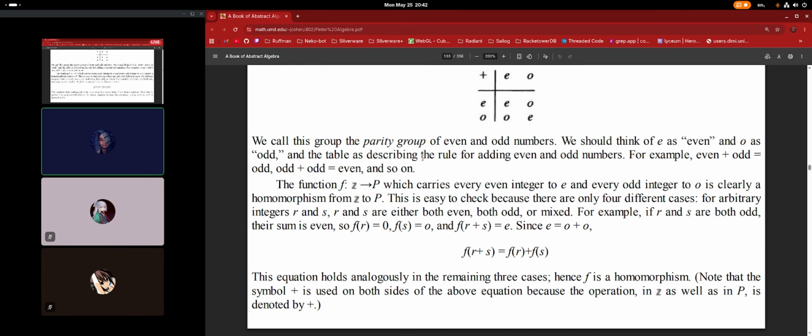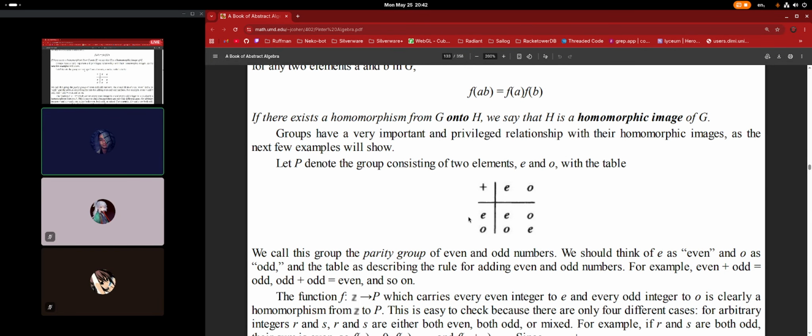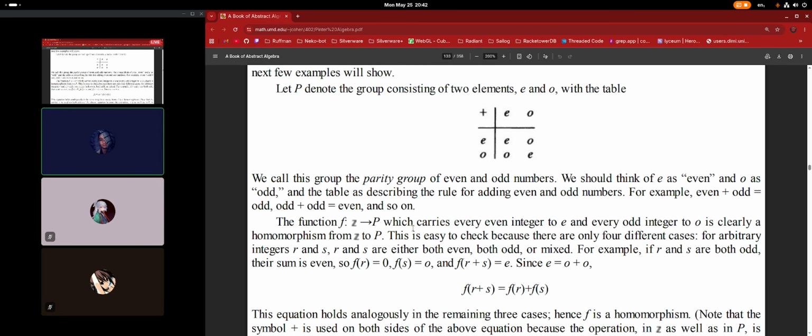And then we're going to use f going from integers to P. And P is this universe here, and integers are integers. So we're going to carry every even integer to e and every odd integer to o, and that's going to be a homomorphism. We have to check that, of course. This is easy to check because in this case we can enumerate the cases. We have four different ones. So we have r and s, and then we have the case where both of them are even, both of them are odd, or they are mixed, so even, odd, odd, even.